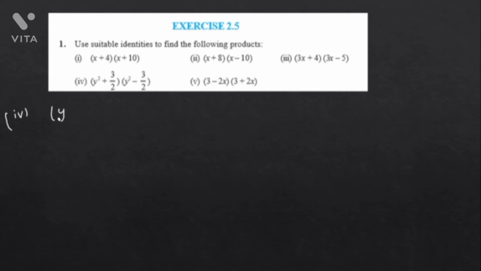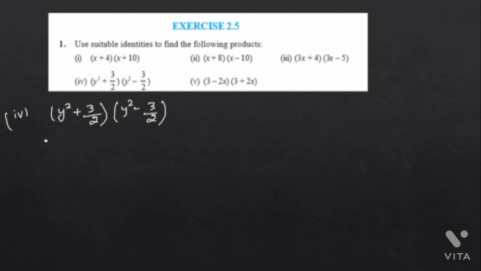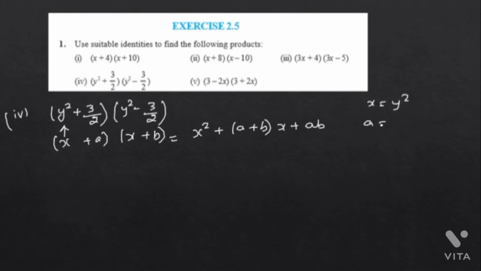Subdivision 4, y square plus 3 by 2 into y square minus 3 by 2. So we know that x plus a into x plus b equals x square plus a plus b into x plus ab. In the place of x we have y square, in the place of a we have 3 by 2, in the place of b we have minus 3 by 2.